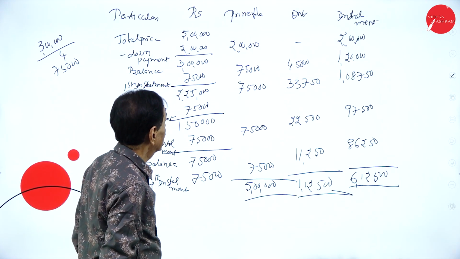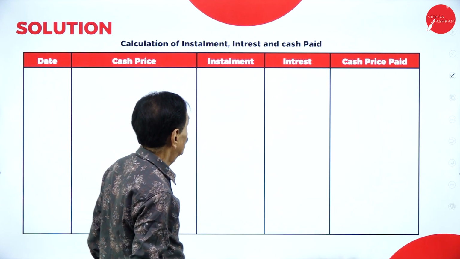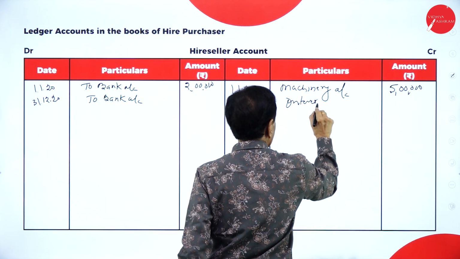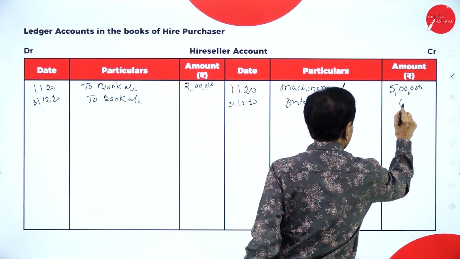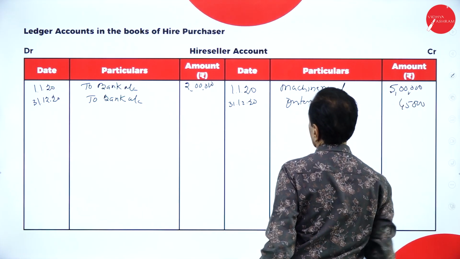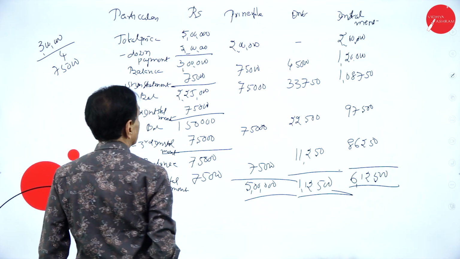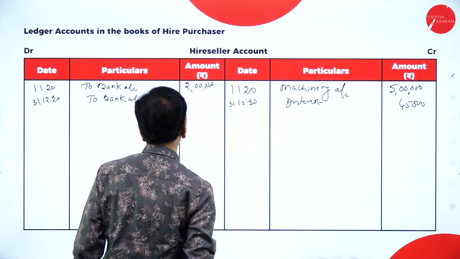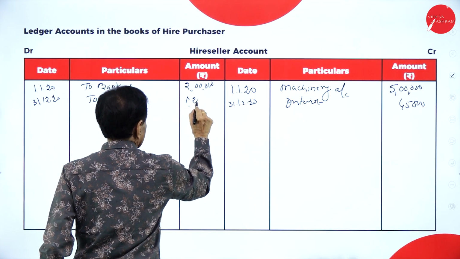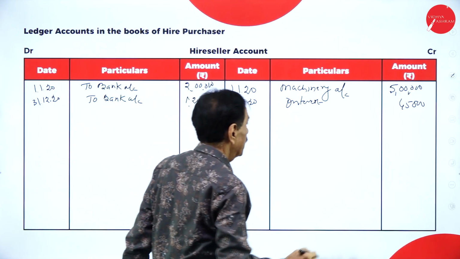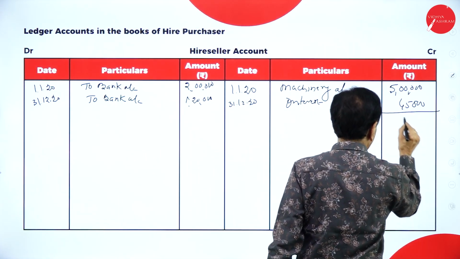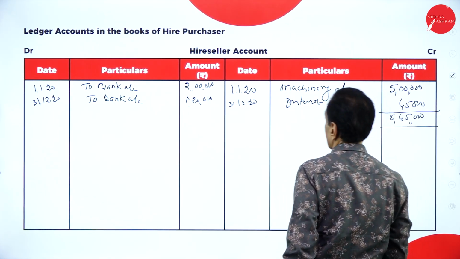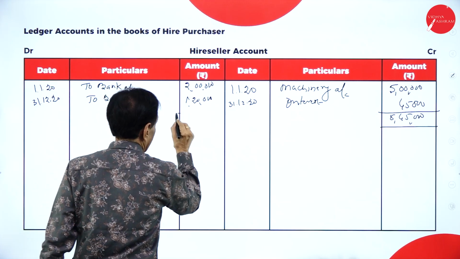Then here, 31st December 20, interest of first year 45,000, by interest 45,000. To bank account, how much he pays? This is 1,20,000. Add 45,000, this is 1,65,000.